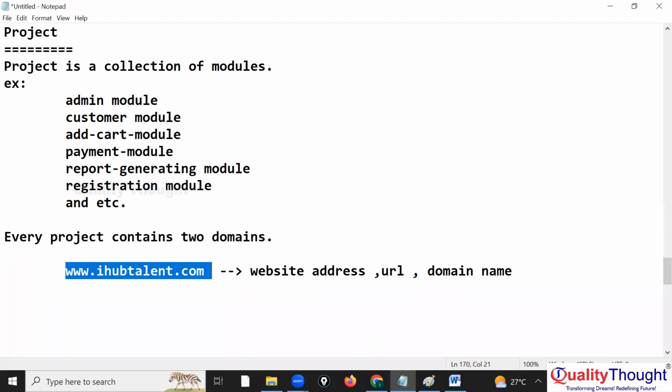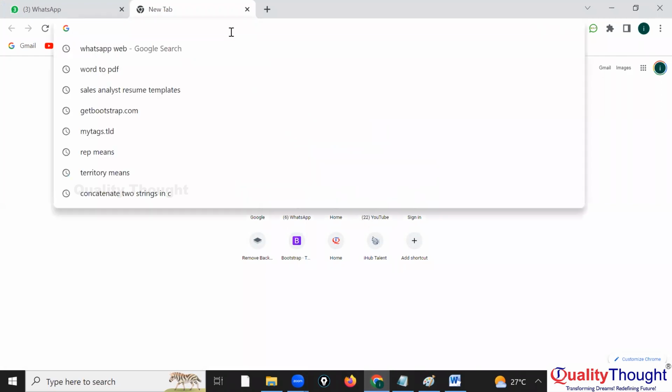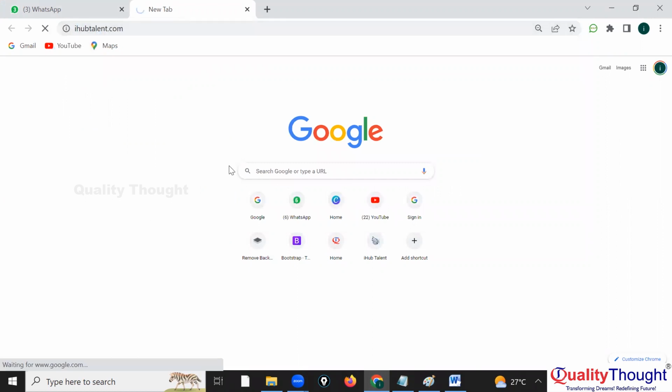So let's see this now. I need the iHubTalent website. If I say to Google, hey Google, give me the iHubTalent website, it will not work. You need to type www.ihubtalent.com. If you type that domain, then only our iHubTalent website will come into the picture. Yes or no? Tell me.